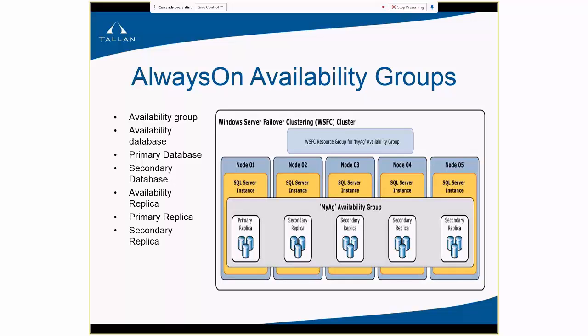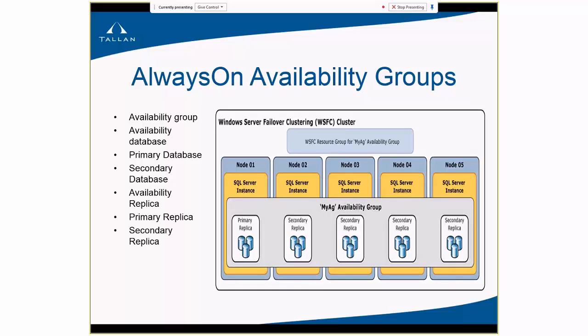A primary database is the single read-write copy for that availability database in that availability group. The secondary databases are the read-only copies in that group. So one primary, multiple secondaries.